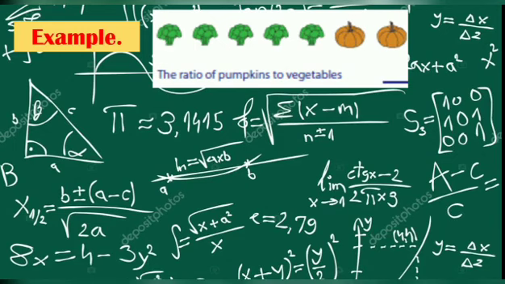Ang hahanapin daw natin ay ratio ng pumpkins sa vegetable. Ilan kaya ang pumpkins dito? So, meron tayong dalawa. Ilan kaya ang vegetables natin? Meron tayong 1, 2, 3, 4, 5 na broccoli, tapos dalawang pumpkin. So, 5 plus 2 is equal to 7.